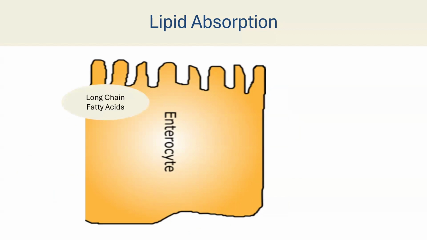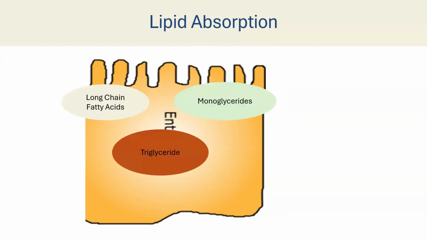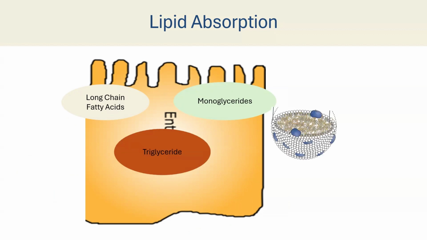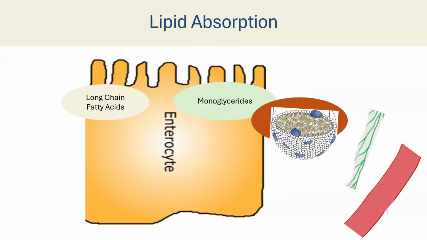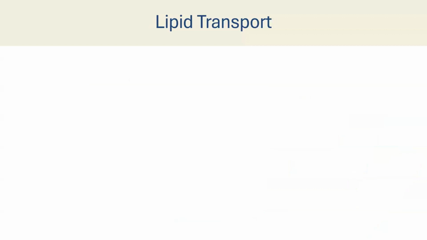Long-chain fatty acids and monoglycerides are reformed as triglycerides. Triglycerides combine with cholesterol, protein, and phospholipids to make chylomicrons. The chylomicrons enter the lymphatic system and then go into the bloodstream. With the absorption from the small intestines either into the portal circulation or the lymphatic circulation, less than 5% of ingested fat moves through the large intestine to be excreted in the feces.